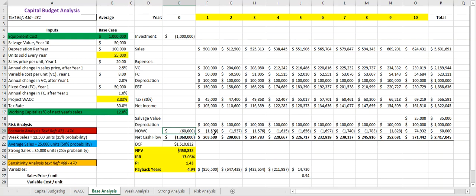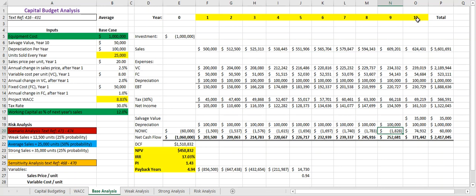And then working capital is adjusted every year as sales change. Remember, we have to keep a working capital base of 12%. To keep that base of 12%, we take the delta between year two and year one, take 12% of that, $1,500, and so on. So we're maintaining a 12% working capital base throughout.